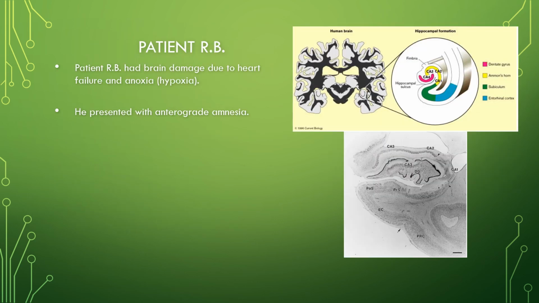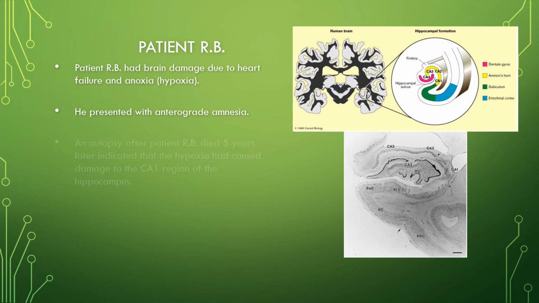So you may not be surprised to learn that patient HM is not the only patient that has ever presented with these type of symptoms. And another famous patient, although not as famous as HM, who was institutionalized for much of his adult life and able to be the subject of study while he was institutionalized, is a patient that's now known as patient RB, who had brain damage due to heart failure, and he had what you would call hypoxia, so a lack of oxygen to the brain, and had the same exact symptoms as patient HM.